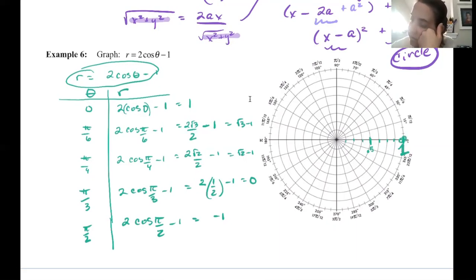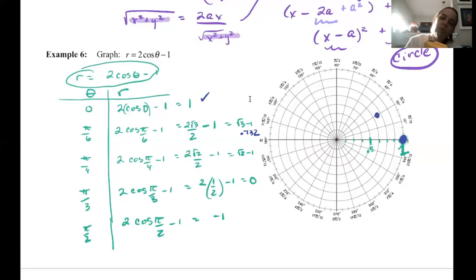So 0, 1 is my first point. Let's switch colors here. Please go to a highlighter. 0, 1 is my first point. There we go. Root 3 minus 1. So pi over 6 and square root of 3 minus 1. You might want to pull out a calculator for that. Square root of 3 minus 1 is 0.732. So I am at pi over 6. 0.732 is going to be about right there.